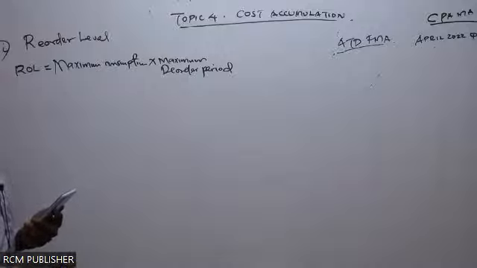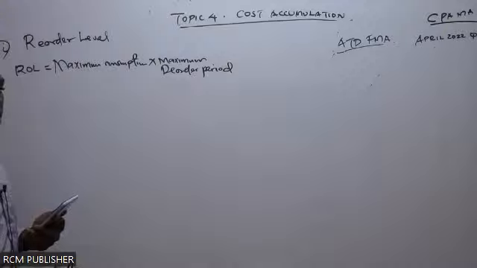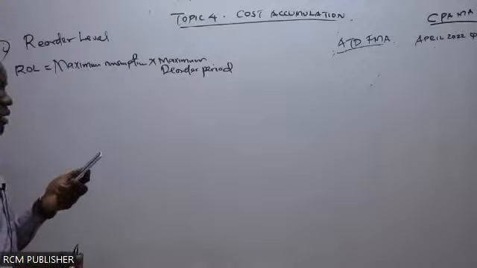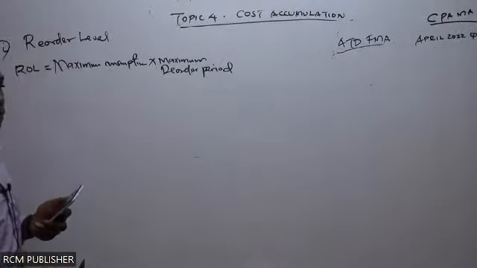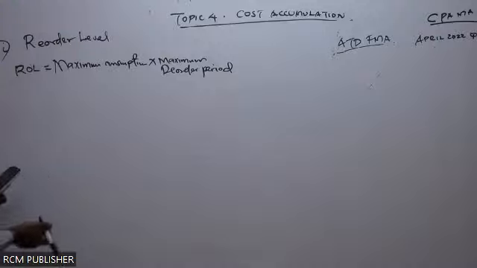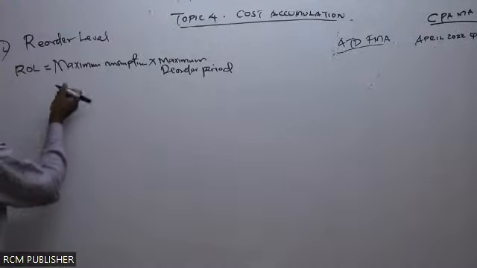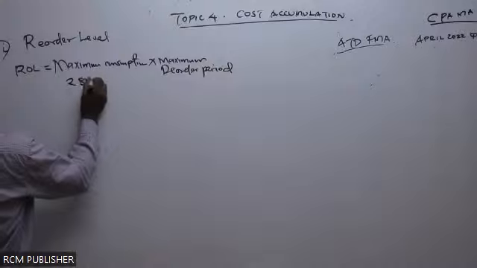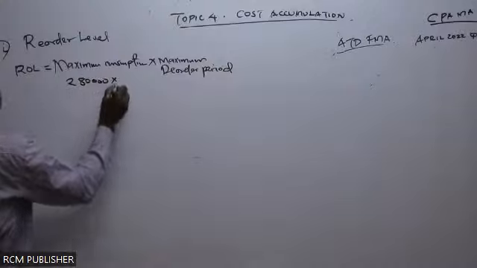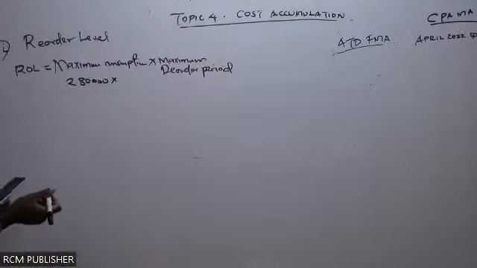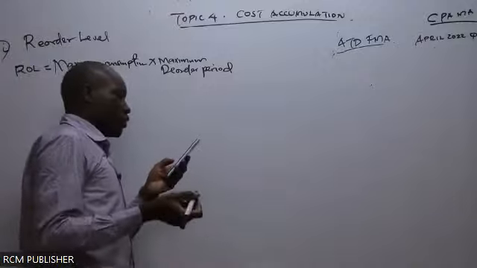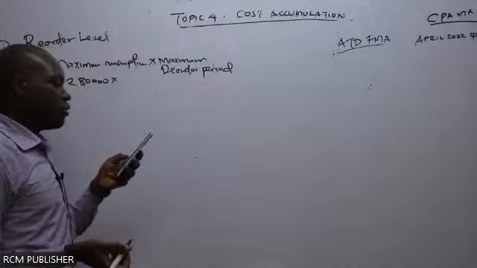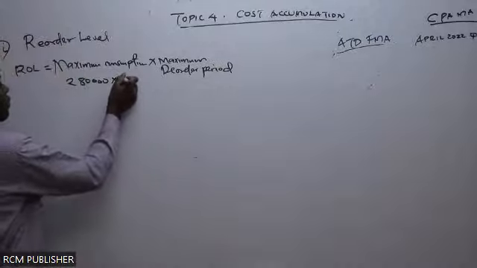Maximum consumption in terms of units. So somebody is giving me 80,000. Maximum, the highest, is 280,000. So when I take 280,000 and I multiply by the maximum reorder period, the maximum reorder period has been given in additional information number 3 as 5.